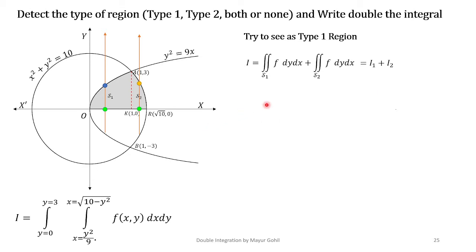Okay, now let us write down I1. I1 we need to write down in the order dy dx. So we see the S1 region, so here the entry point is on the x-axis, so your equation is going to be y equals 0. Now the exit point is the parabola y square equals 9x.